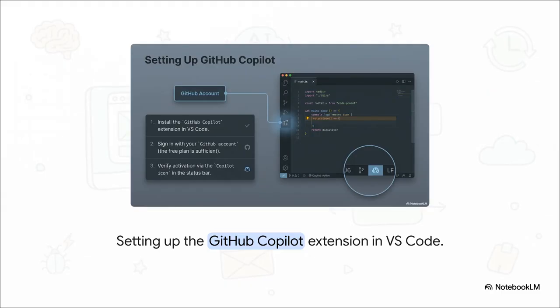First up on the roster is GitHub Copilot. You just install the extension directly within VS Code and sign in with your GitHub account. And hey, a free plan is completely sufficient for this, which is great. Once it's activated, the Copilot icon pops up in your bottom status bar. This immediately gives us our tactical inline coding assistant right exactly where we write our tests.